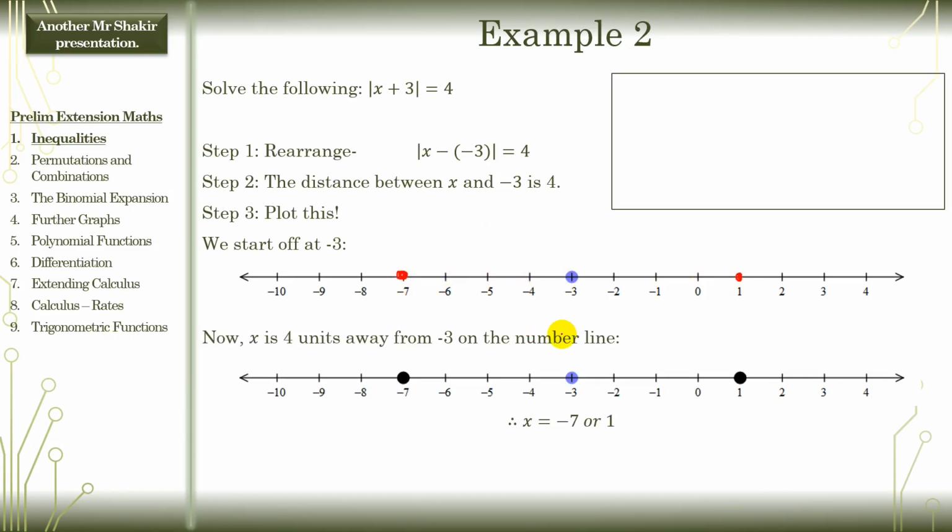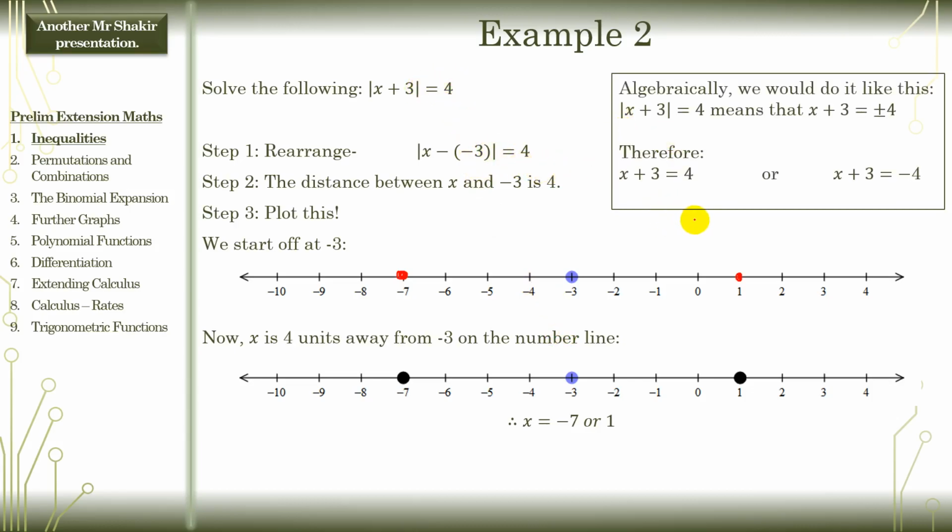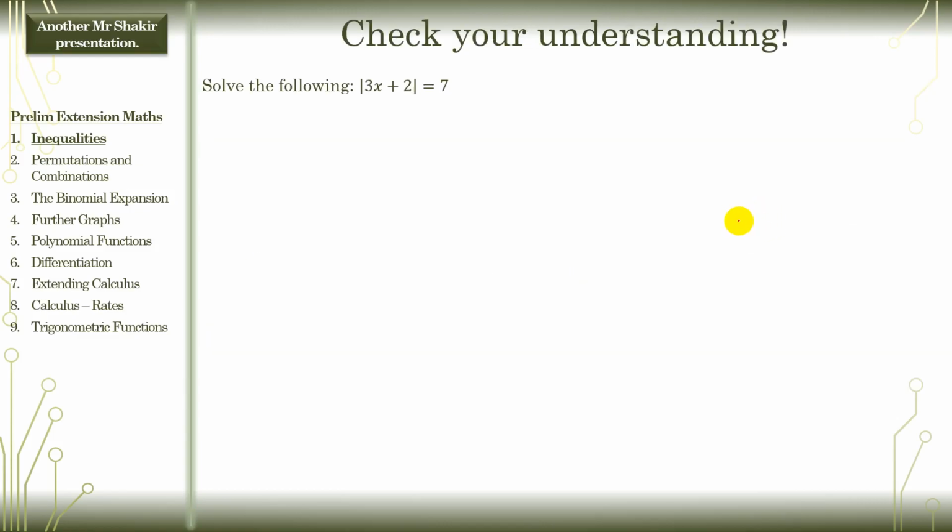Straightforward. Now let's do it algebraically. Wipe off the absolute value sign, make plus or minus 4, and deal with it separately on either side. 4 minus 3 is 1, so x is equal to 1 as in our first solution, or x is equal to -7 because we take 3 over there. -4, -3 is -7. Alright, so check your understanding, see how you do.